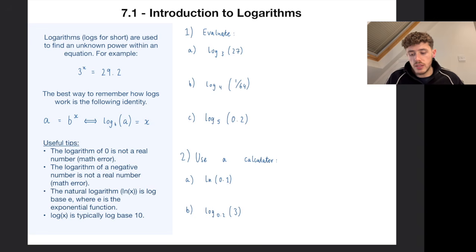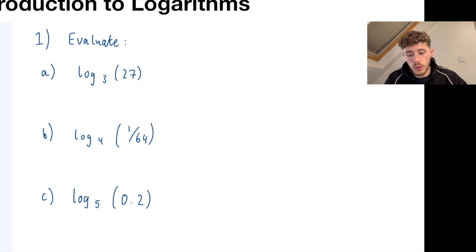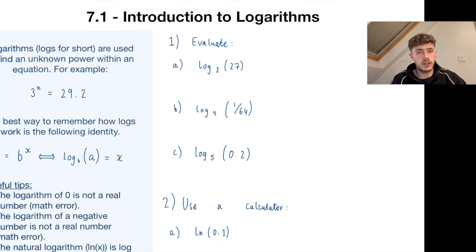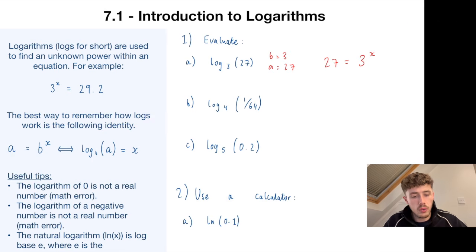So evaluate log base 3 of 27. So I'm going to refer to our identity that we have on the left hand side. So if we think about the letters that we have here, the b from the identity is a 3. So we can say b equals 3. And the a here is 27. Now, if we substitute those into the left-hand side of the identity, we can say that 27 equals 3 to the power of x. So to the power of what, basically.